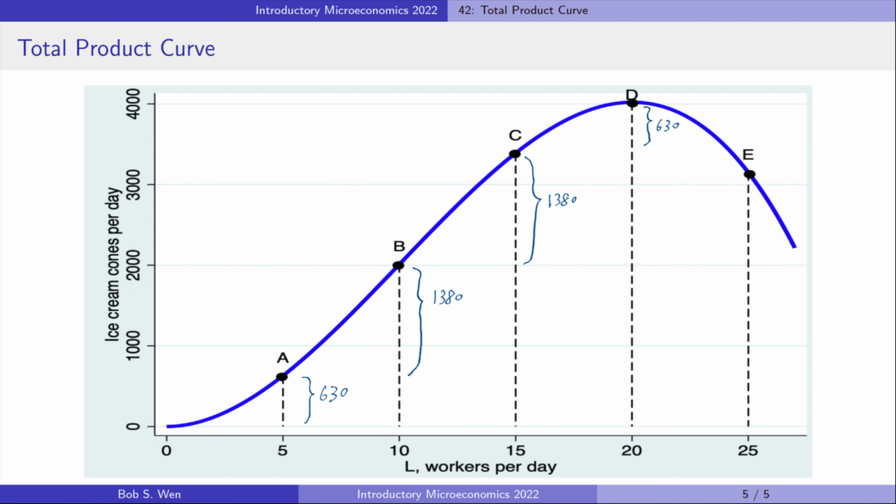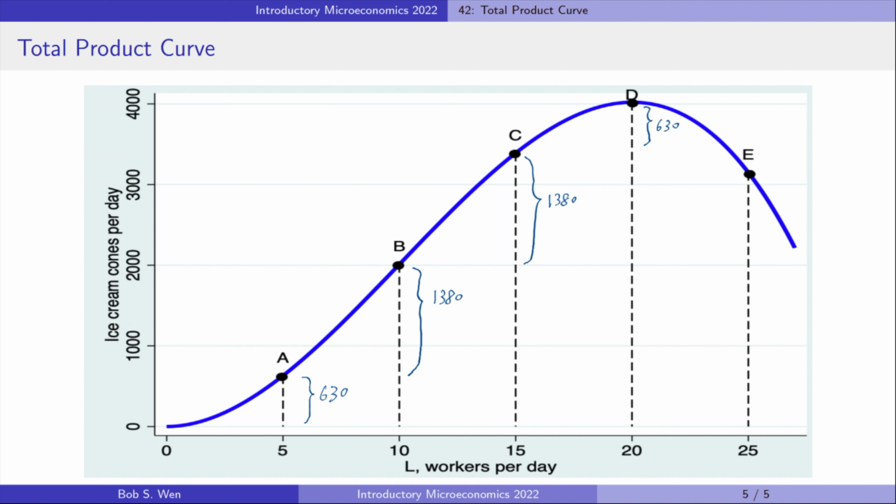Third, as more and more workers are employed, they produce more and more ice cream cones, but the speed is not constant. So the total product curve is not a straight line. Using more and more workers will eventually lead to very little returns to labor. Fourth, hiring more workers could reduce the total product of ice cream cones, as point E illustrates. It means the level of total product could decrease.